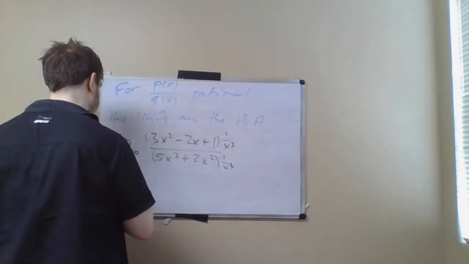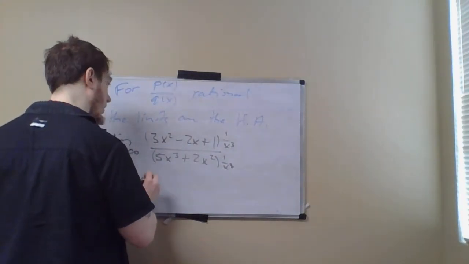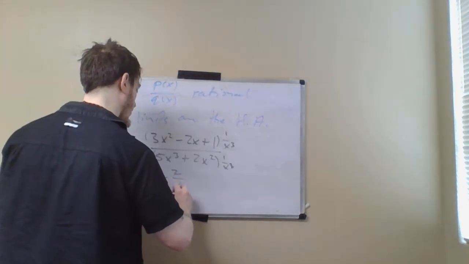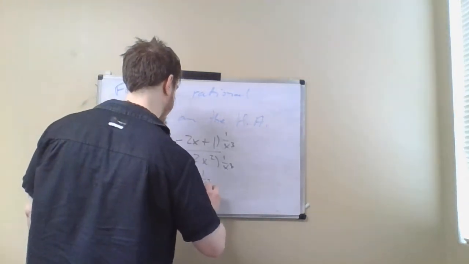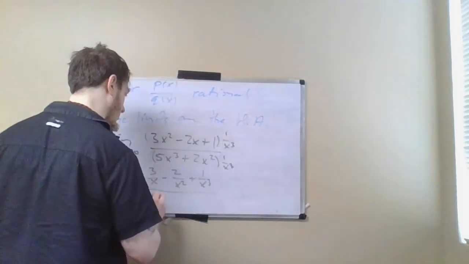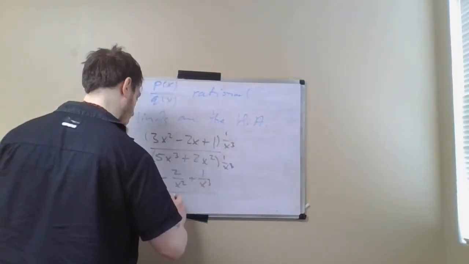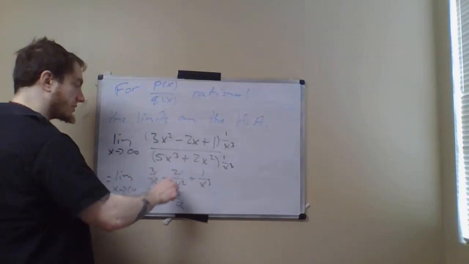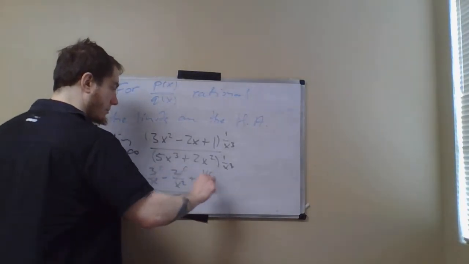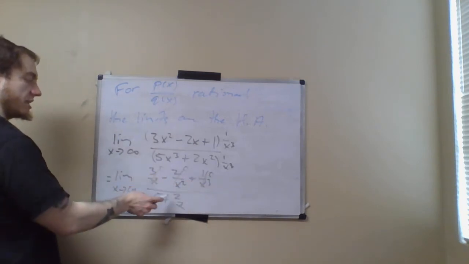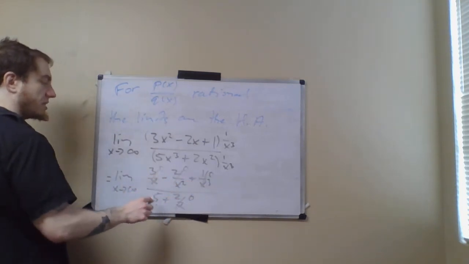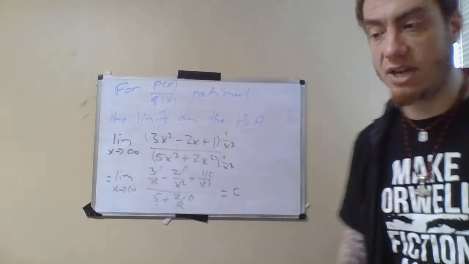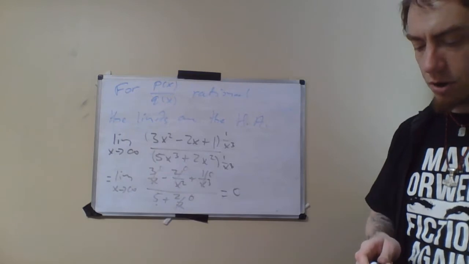This is going to be the limit as x goes to infinity of 3 over x minus 2 over x squared plus 1 over x cubed, divided by 5 plus 2 over x. And all of these are going to go to 0 because as x gets very large, these get very, very small, except for this 5 in the denominator. So this limit is going to be 0. And there we go. That's all that we can say about this.